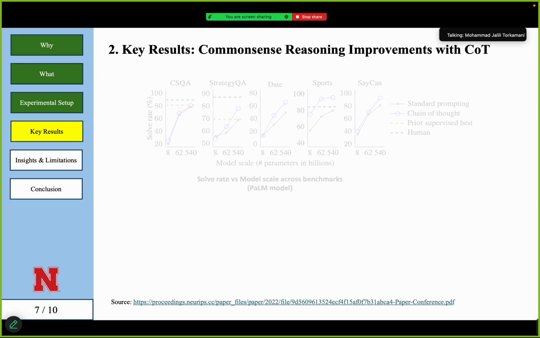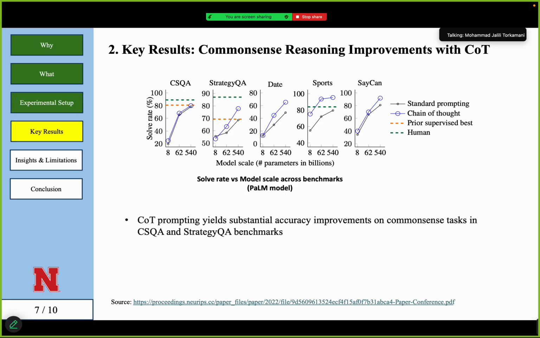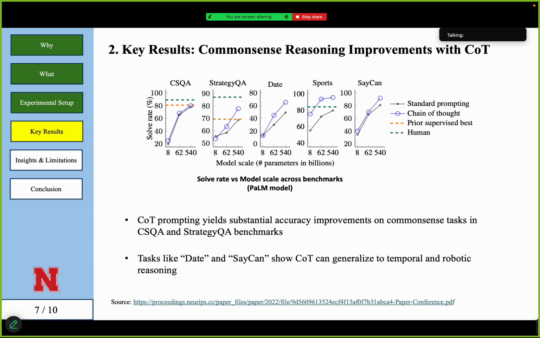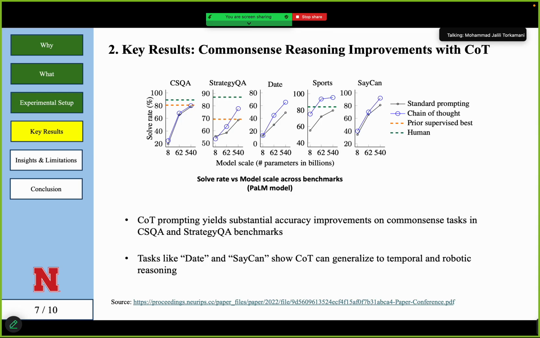And regarding the common sense reasoning, here is one of the diagrams that was discussed in the paper. It's using the PaLM model. You can see that chain of thought performs well, and one of the notes in this diagram is that, like the previous one, the model performs well for the first 2 benchmarks, where it performs better than the supervised fine-tuned models. And for the date and sports datasets, which are for temporal and robotic datasets, chain of thought shows that it can be used. So this is a great technique for these 2 datasets.